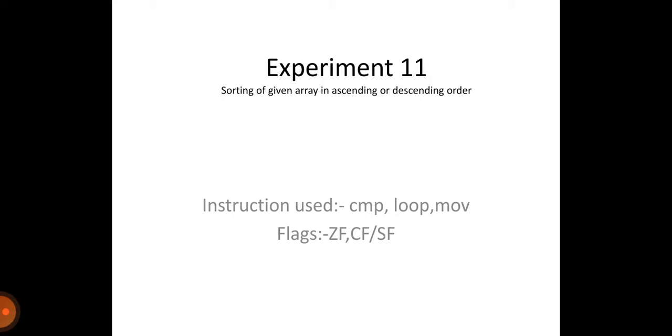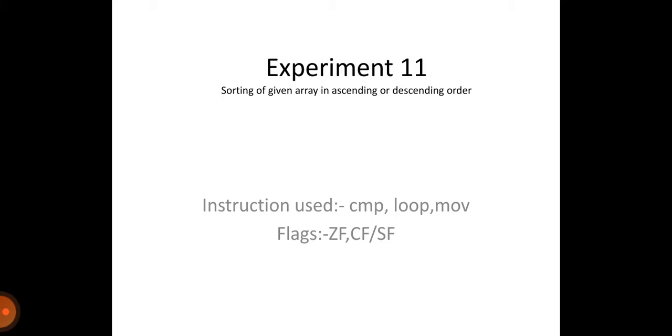Which flags will we concentrate on? We will concentrate on the zero flag, sign flag, and carry flag. For ascending order sorting, the sorted elements will be represented in ascending order, meaning the smaller element comes first, then the larger element. For descending order, the larger element comes first and then the element which is smaller than it.